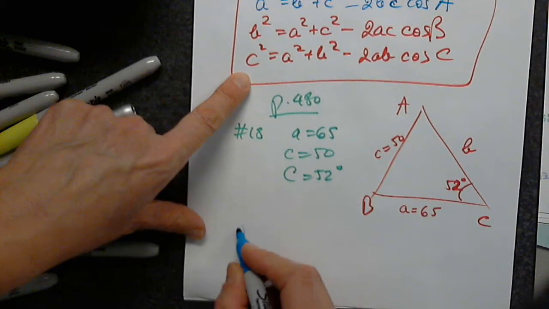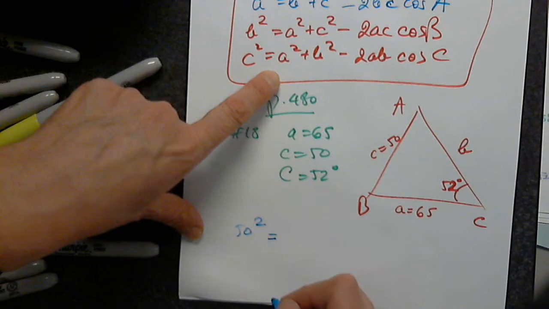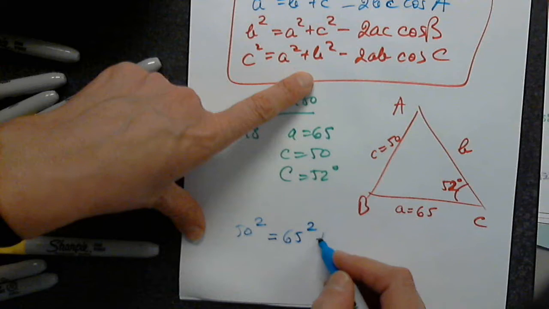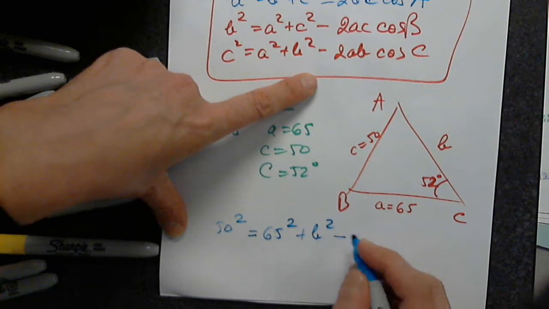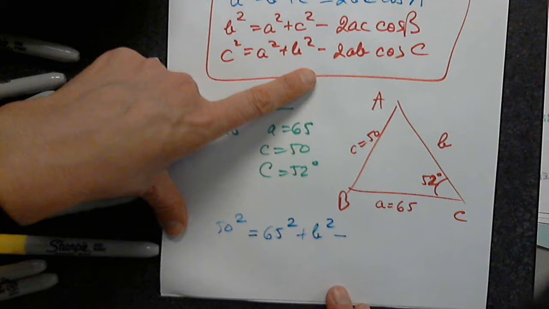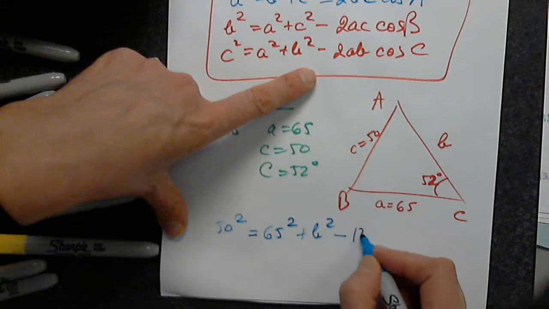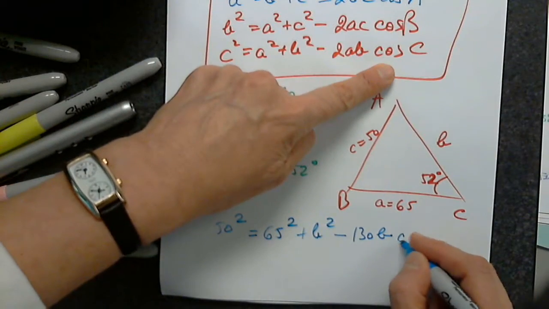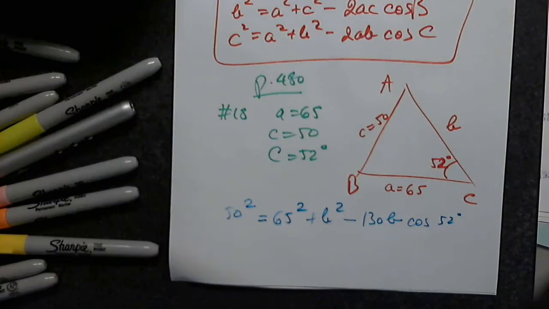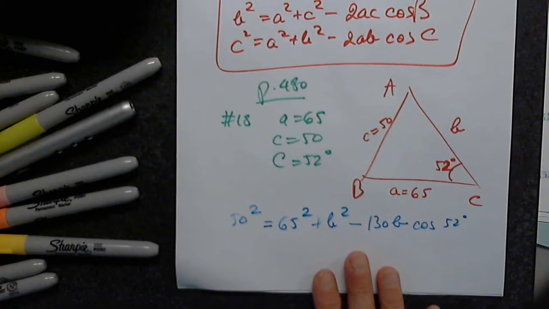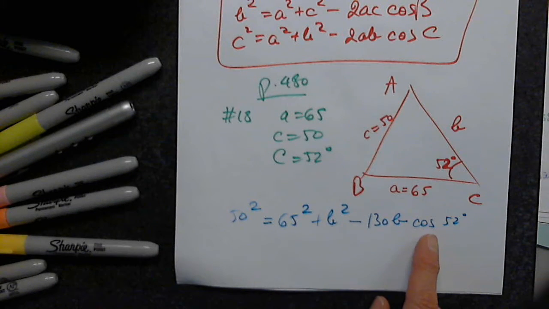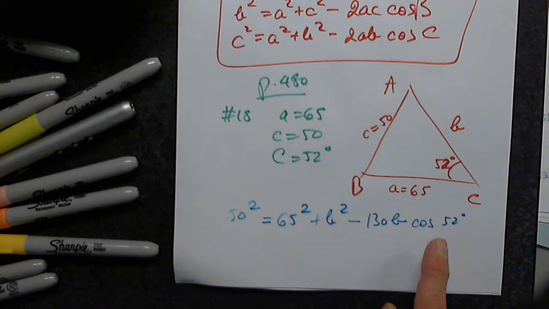So C squared, 50 squared, equals A squared, which is 65 squared, plus B squared, which is unknown, minus 2 times A times B. 2 times 65 is 130 B times cosine C. I would have not gone this route. I will with you, but here's why. Only because now I have to solve a quadratic equation with a middle coefficient that is 130 times cosine 52 degrees.